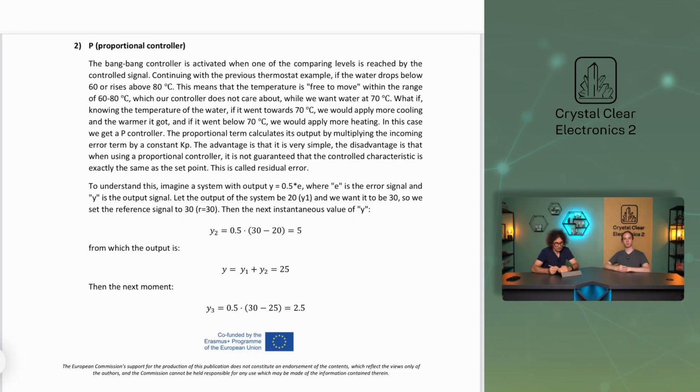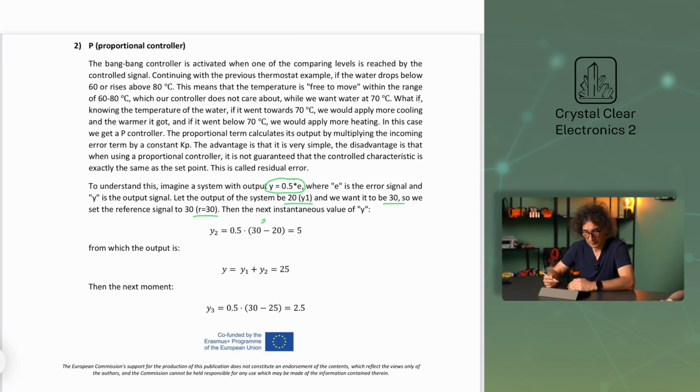To understand this, imagine a system with output y equals 0.5 times e, where e is the error signal and y is the output signal. Let the output of the system at the initial instant be, for example, 20, denoted by y1. We want the output to be 30, so we set the reference signal to 30. Then, the next instantaneous value of y is obtained as follows.